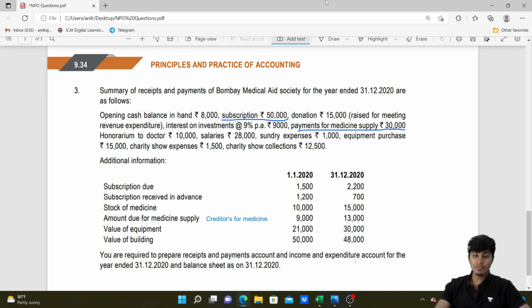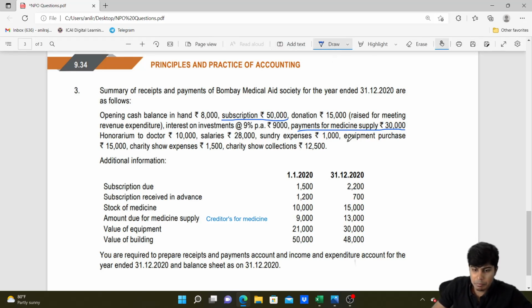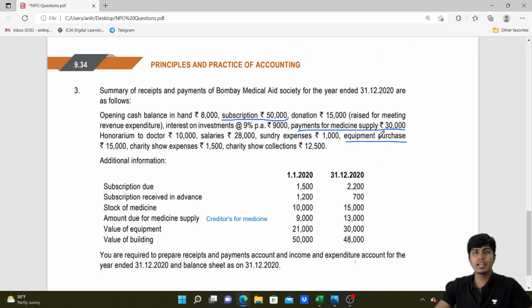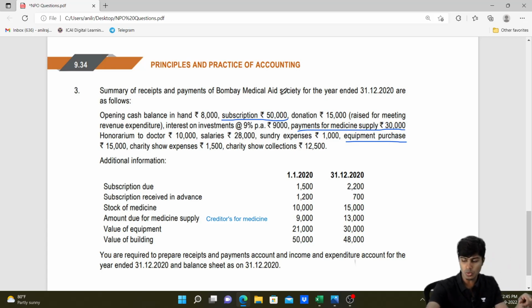Then we have value of equipment. We had written here no equipment purchase. So we'll open one equipment account. We'll write the opening balance, closing balance, and the equipment purchase, and determine our depreciation of equipment. Sir, why can't there be sale or purchase of equipment? If there is sale or purchase of equipment, cash balance would get affected. That would be part of our receipts and payments, which would be told to us.